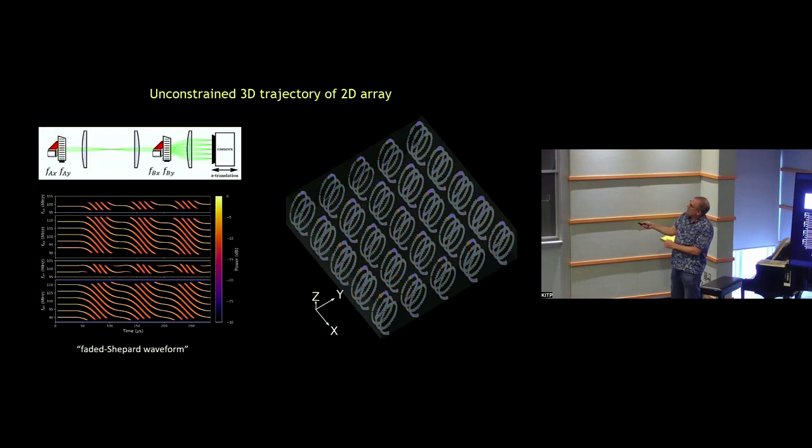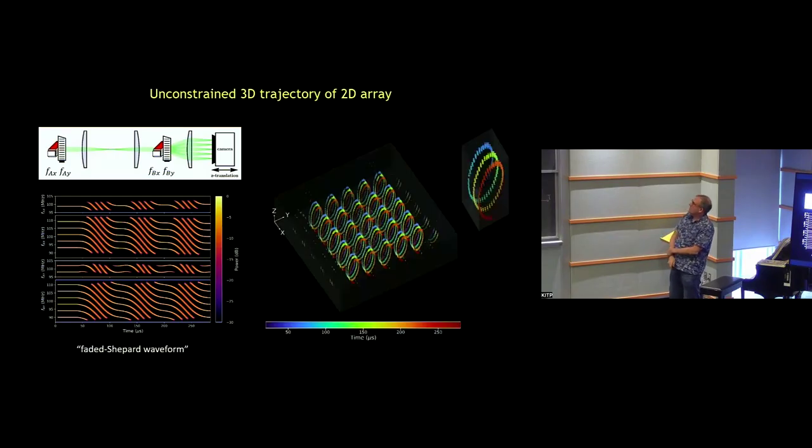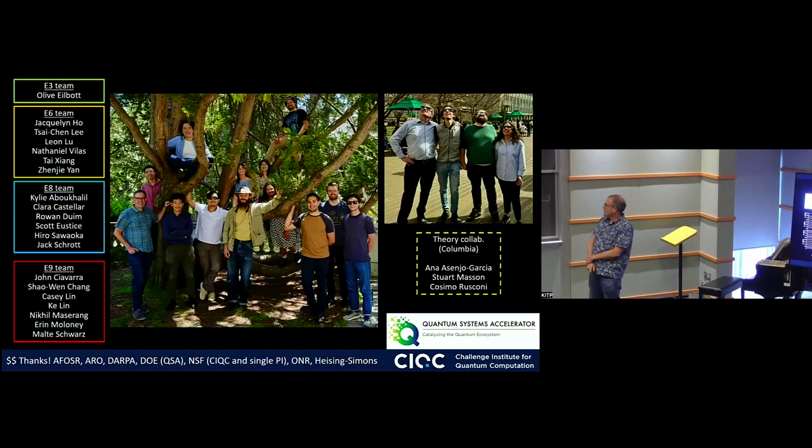Here's a whole tweezer array that's being kind of jiggled around in some weird 3-dimensional trajectory. Here's actually experimental data that shows that we actually did that on our experimental setup. But I don't have time to tell you about it. It's rather technical results. So let me just wrap up.